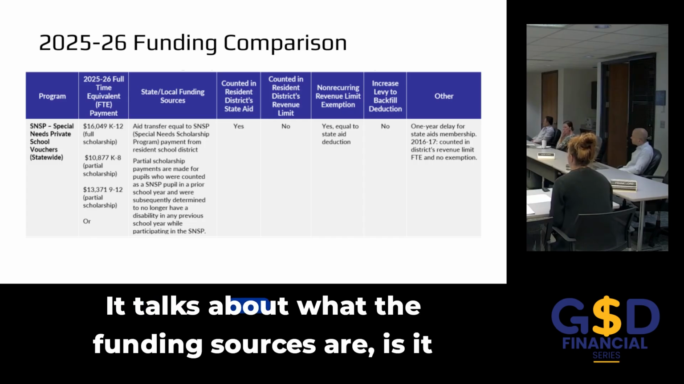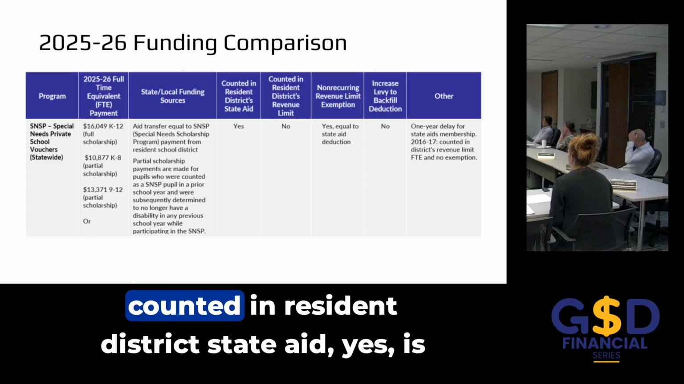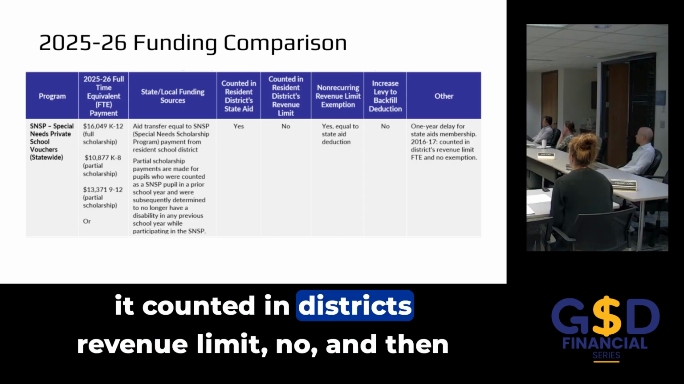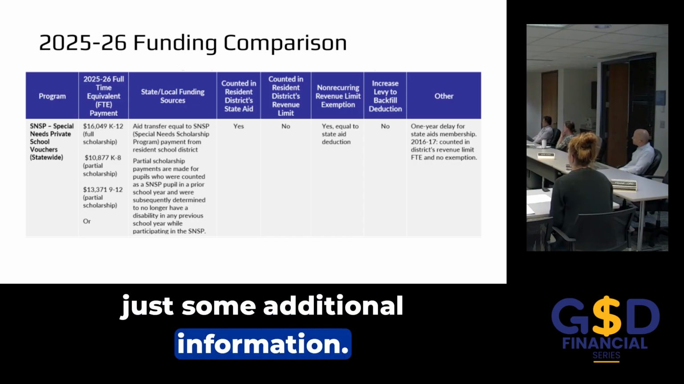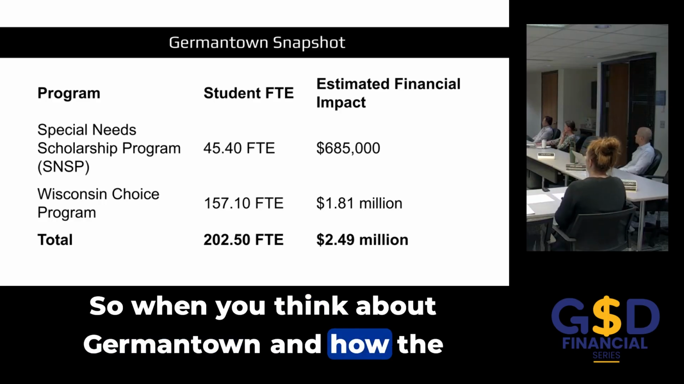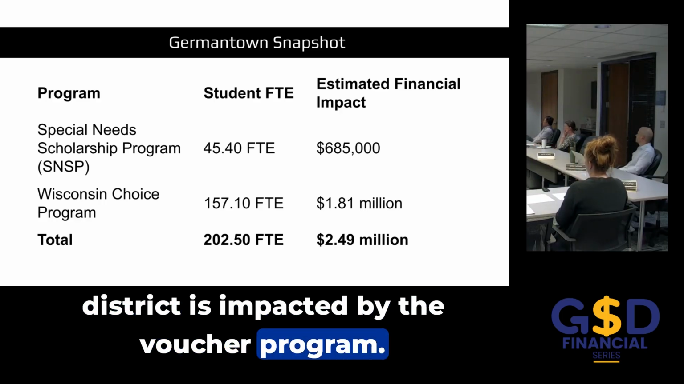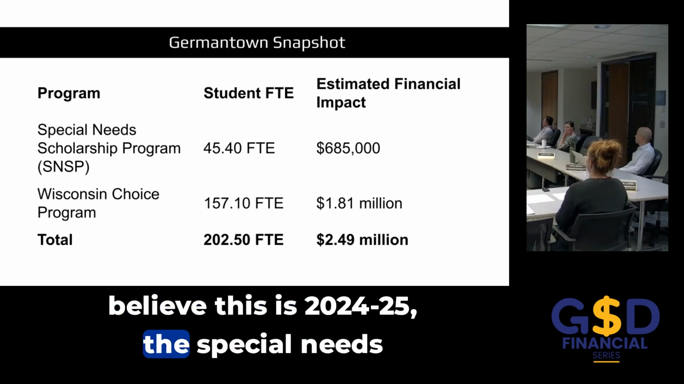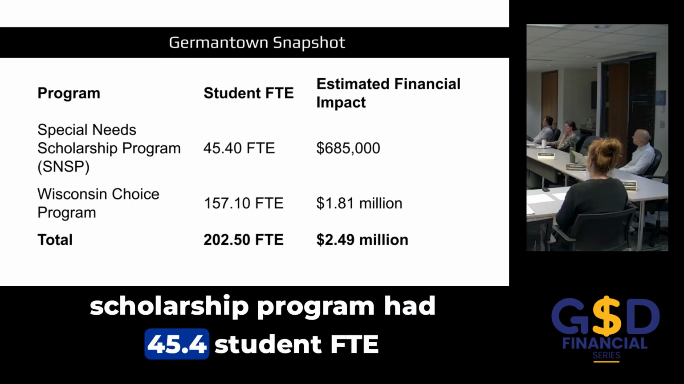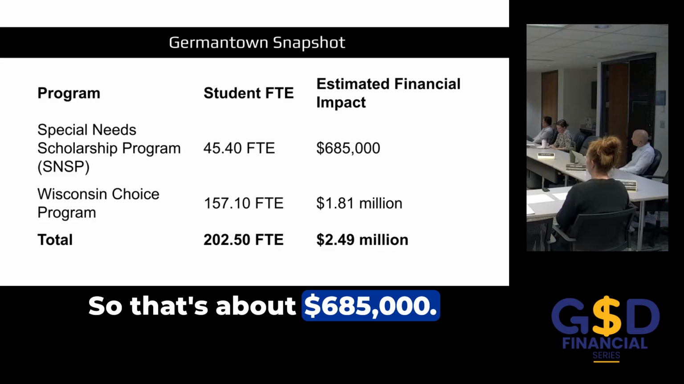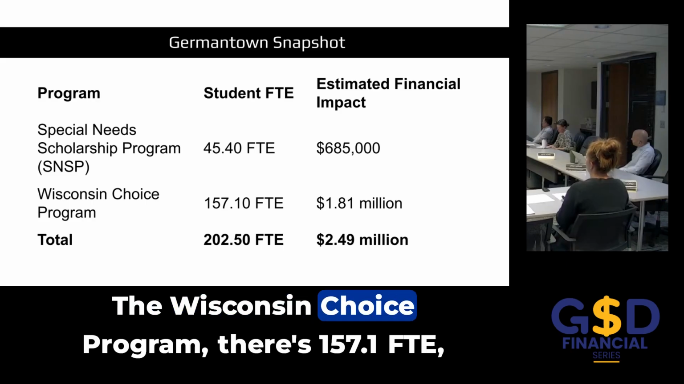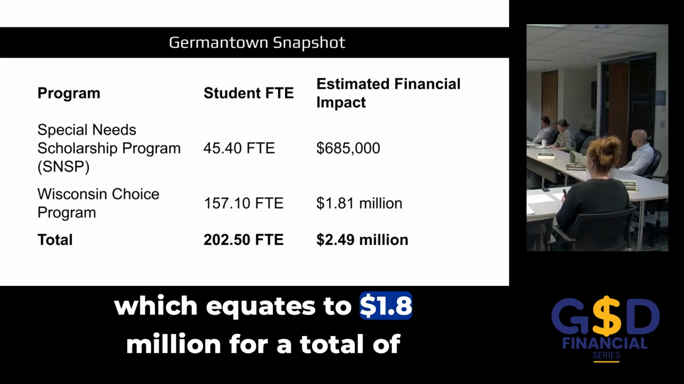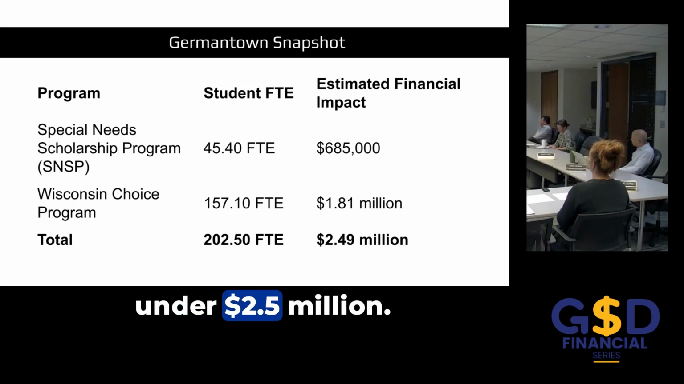And then same thing, it talks about what the funding sources are. Is it counted in resident district state aid? Yes. Is it counted in district's revenue limit? No. And then just some additional information. So when we think about Germantown and how the district is impacted by the voucher program, in the last public poll of information, which I believe is 24-25, the special needs scholarship program had 45.4 student FTE participating in a voucher program, so that's about $685,000. The Wisconsin Choice Program has 157.1 FTE, which equates to $1.8 million, for a total of under $2.5 million.